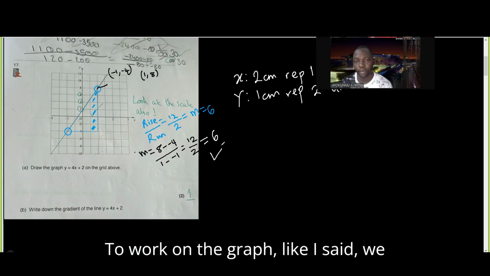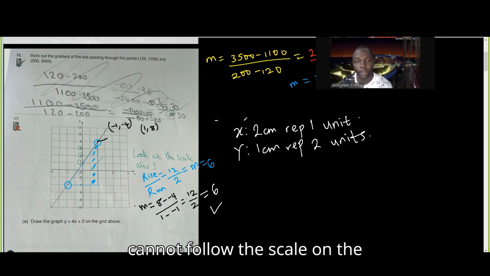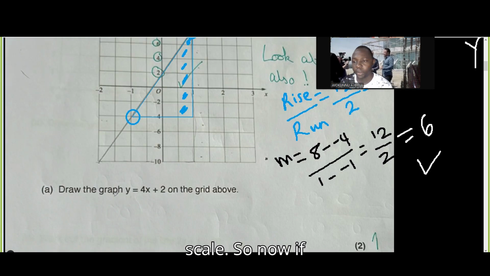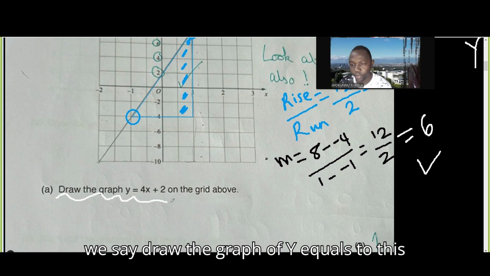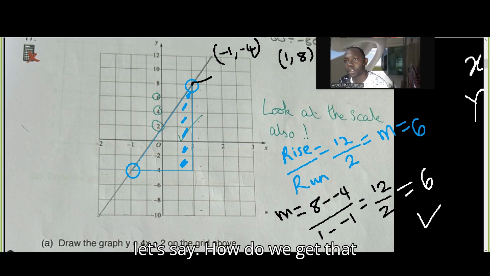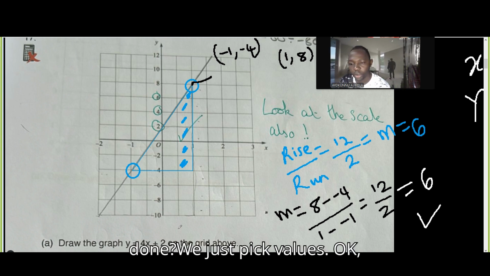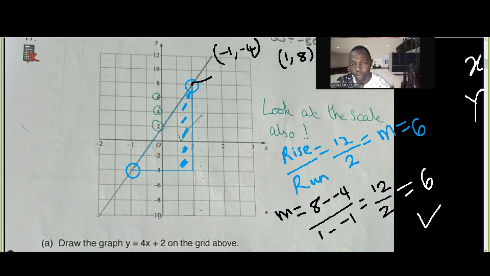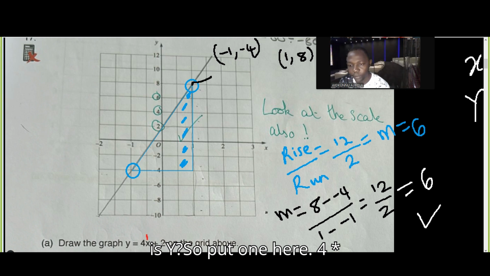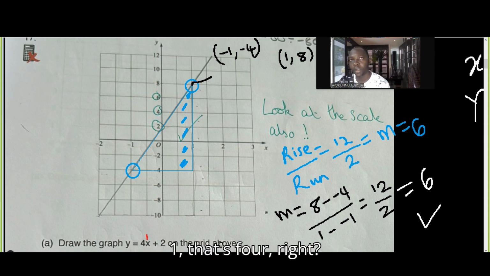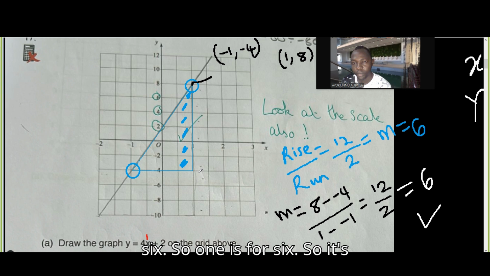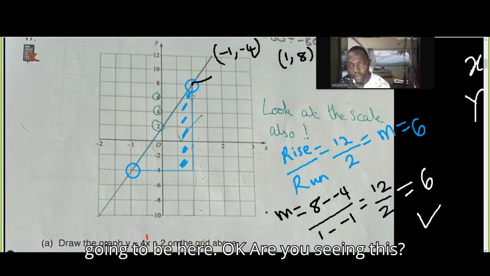To work on the graph, like I said, we're going to follow the scale on the graph itself. We're able to pick out the scale. So now, if we say draw the graph of y equals this on the grid above, how do we get that done? We just pick values, okay? When x is 1, what is y? 4 times 1, that's 4. Then 4 plus 2 is 6. So 1 gives us 6, so it's going to be here, okay?